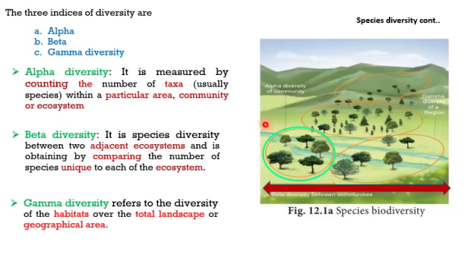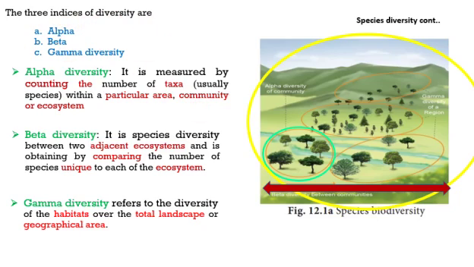Habitat means all of them are habitats, right? Over the total landscape or geological area. Measuring the diversity of the entire region, the total landscape and total geological area, is known as gamma diversity. So I hope you guys understood the three indices of diversity.